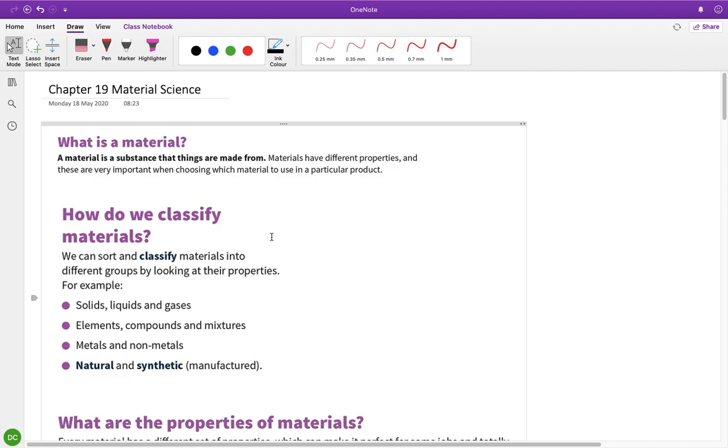hard wearing. So say if you wanted to make a frying pan, would metal be a good choice of a material, or would you perhaps make it out of, I don't know, cardboard? Okay, so a lot of the things I've just listed make metal suitable for a frying pan.